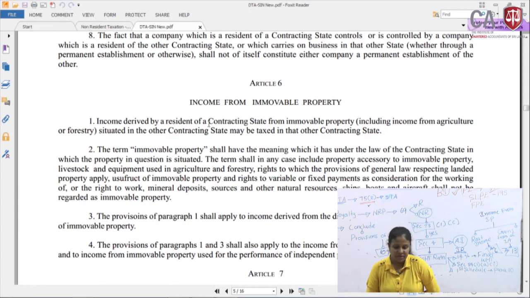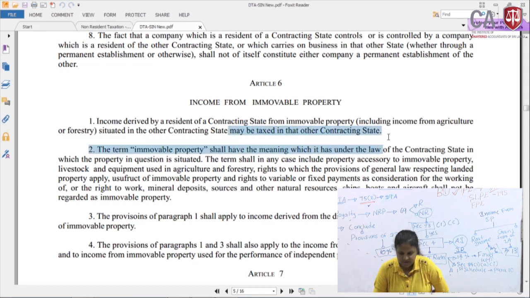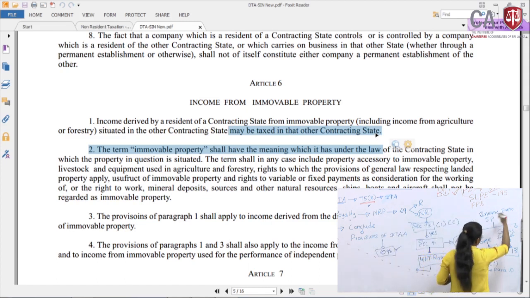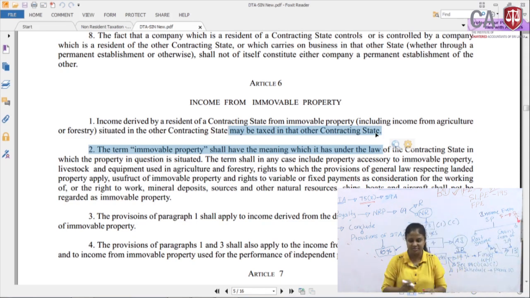Income derived by a resident of the contracting state from immovable property situated in the other contracting state may be taxed in that other contracting state. That means there is a person in Singapore, and the property is situated in Sri Lanka. Any income in Sri Lanka on behalf of this property is taxed in Sri Lanka. That's why it has been given in the first para.